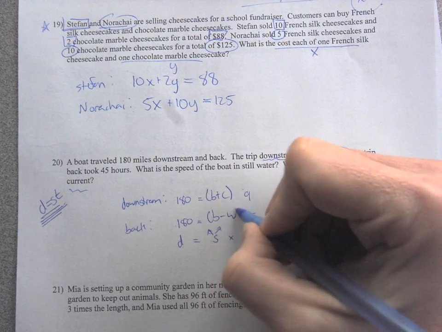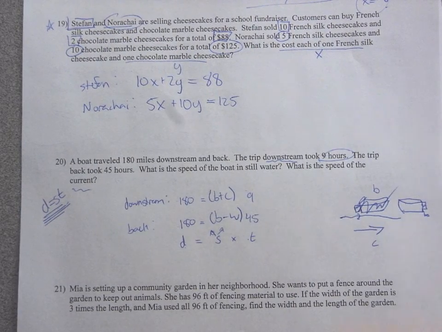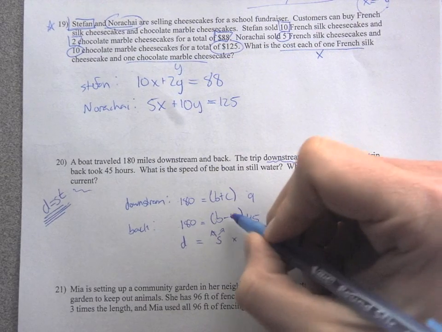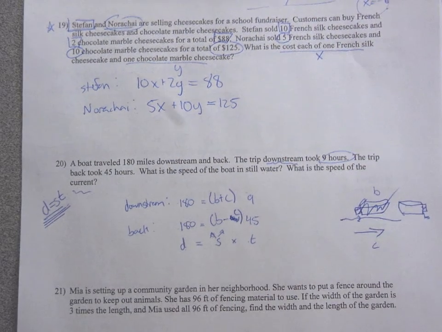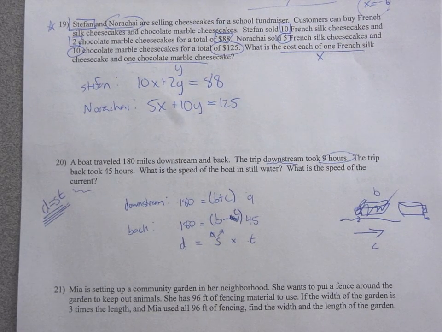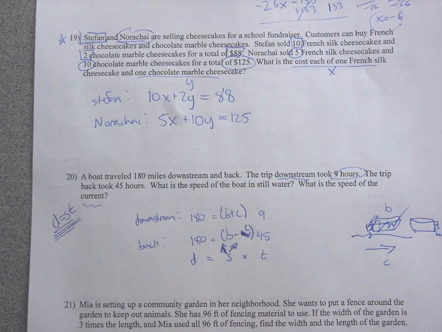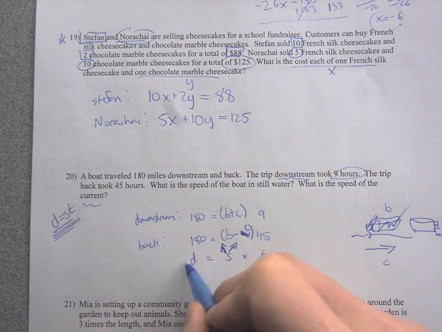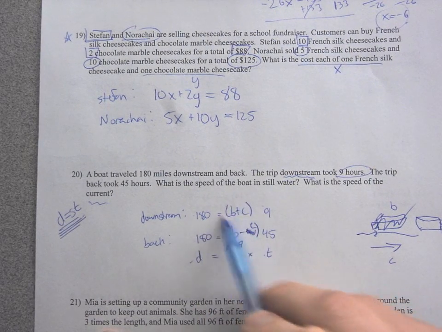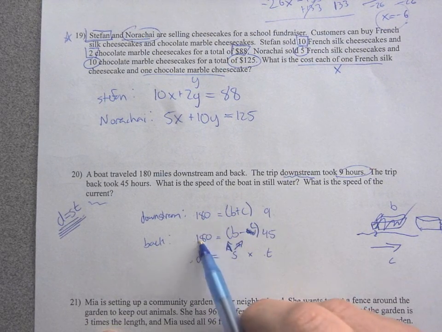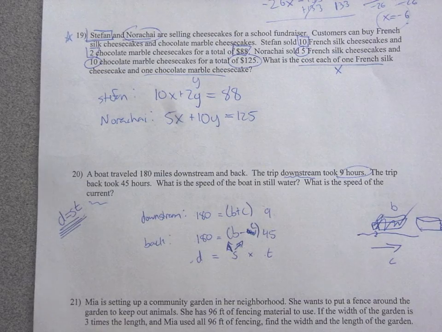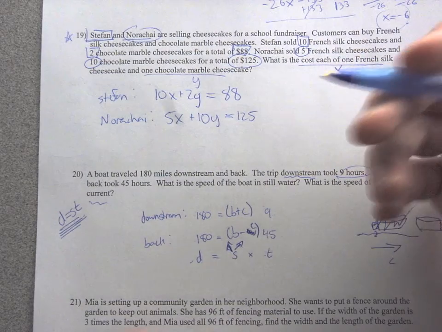So here we have B minus, oh, sorry, not W. B minus C, excuse me, B minus C. The boat speed minus the current speed. So S is broken up into the B and the C. That's why I have little arrows here. Okay, so notice I got distance equals speed times time. Distance equals speed times time. Okay, now I just got to solve it.